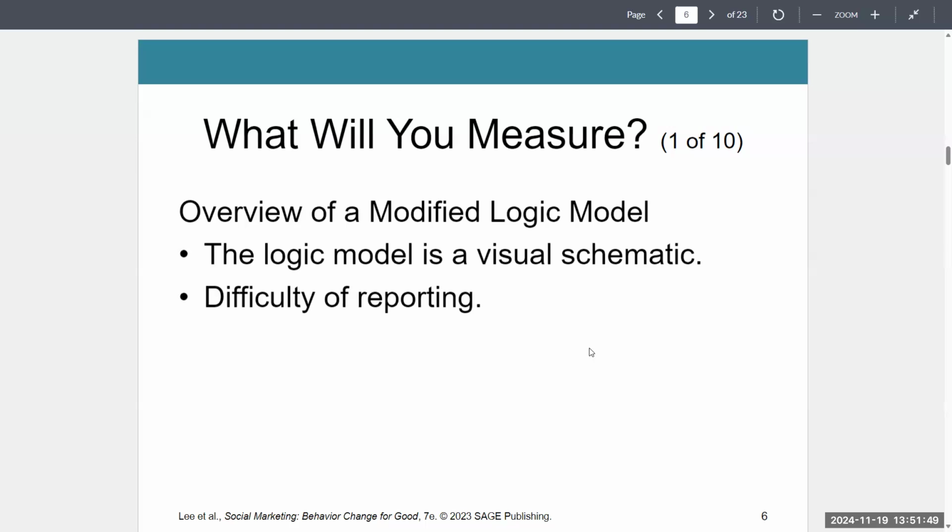So what will you measure? This is an overview of the modified logic model. A logic model is a framework that outlines the input, output, and outcomes of a program. It's like a roadmap that shows the relationship between what you do and what you achieve. For instance, if you're running a literacy program, the input might include funding and staff. The output might be the number of workshops conducted, and the outcome might be improved literacy rates.